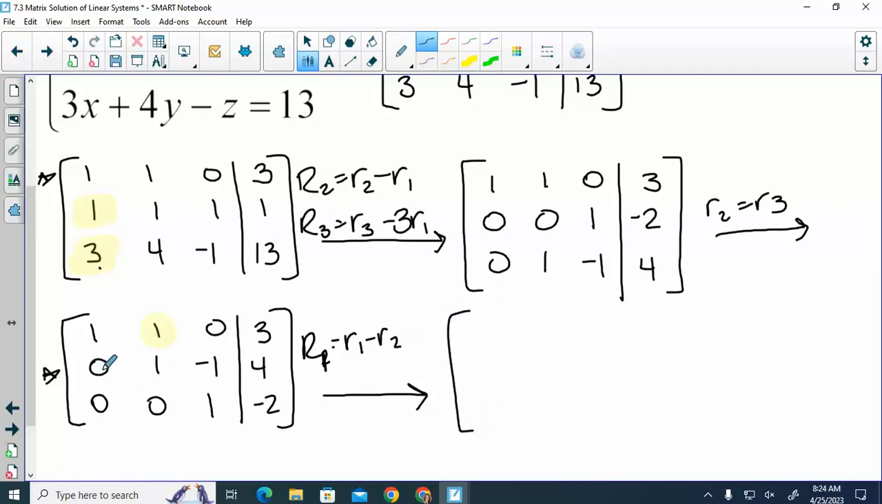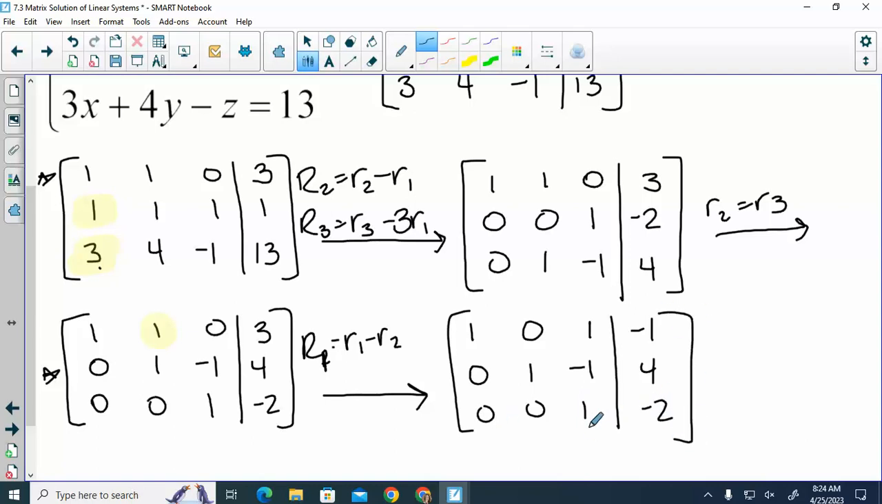You could not do row 2 minus row 1 because then your 1 would change to a negative. All right, so 1 minus 0 is 1. 1 minus 1, 0. 0 minus negative 1 would be 1. 3 minus 4, negative 1. And rows 2 and 3 stay the same. Okay, next we need a 1 in row 3, column 3, but we've got it. So we just need zeros.